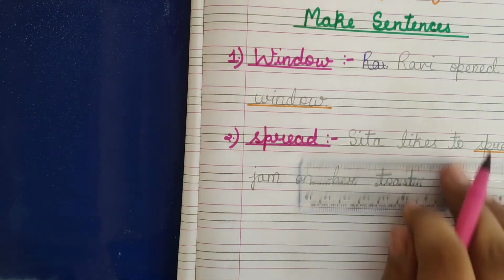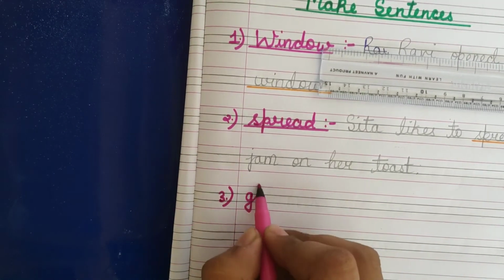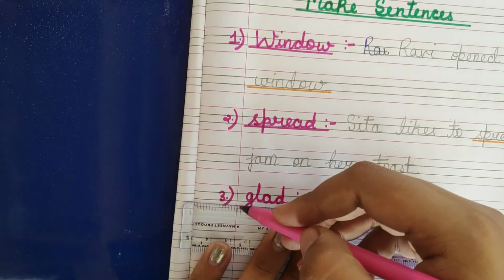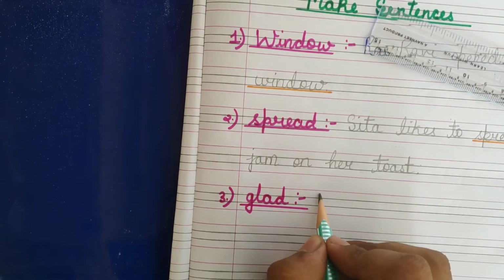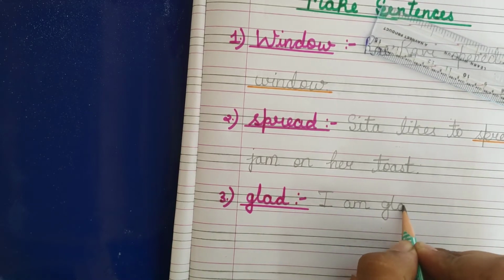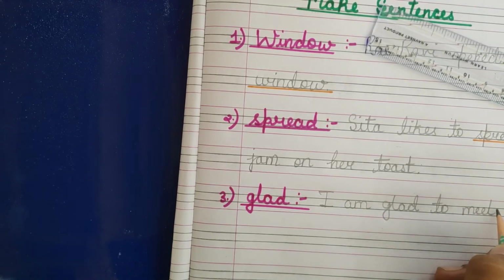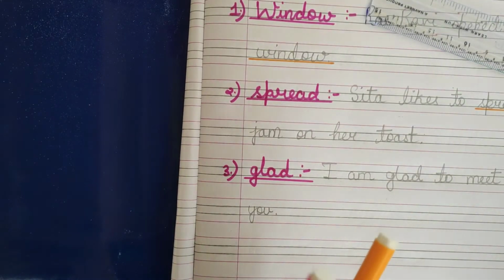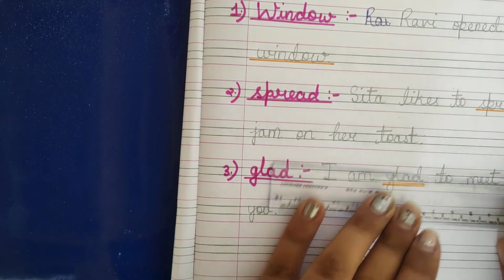Now write down the third one. Glad. Glad. Underline this. Now write down the sentence: I am glad to meet you. Now underline this word glad.